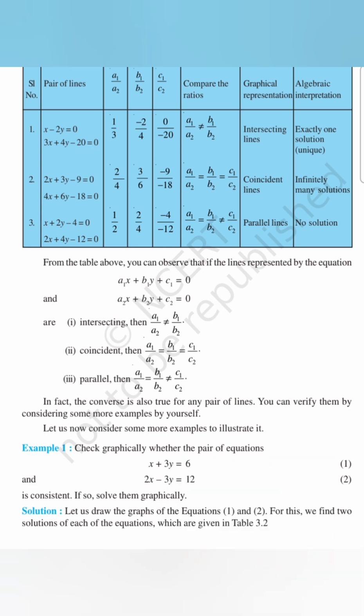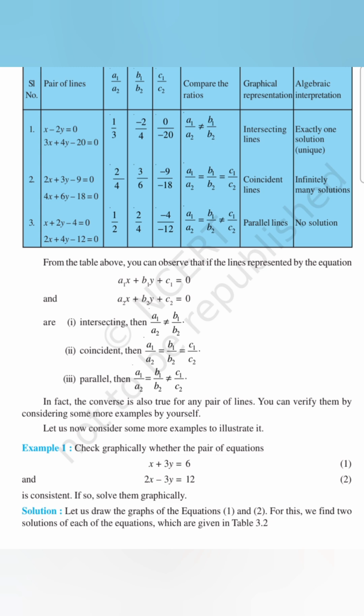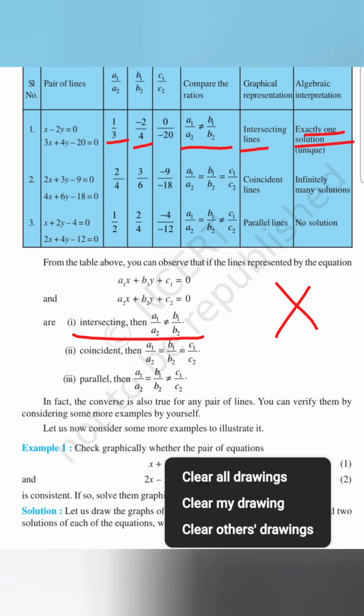Once you know all these values a1, a2, b1, b2, c1, c2, you can calculate the ratios a1 by a2, b1 by b2 and c1 by c2. After you calculate these ratios, you have to compare them, like a1 by a2 and b1 by b2. They are not equal in this case. So they are intersecting lines because you have this condition for intersecting lines. And if they are intersecting, they'll intersect at exactly one point. So they'll have exactly one solution or a unique solution.